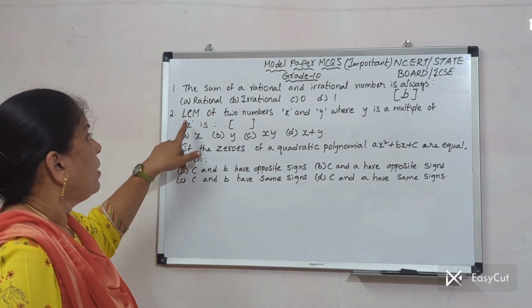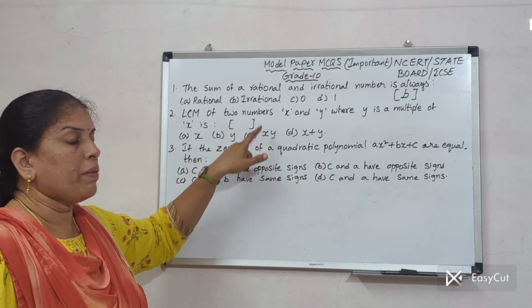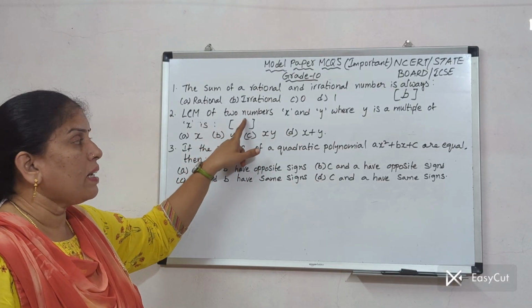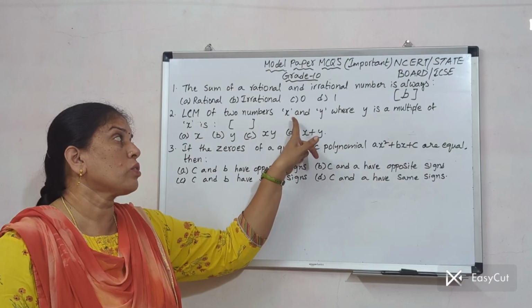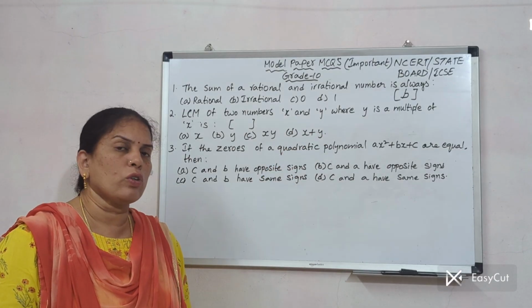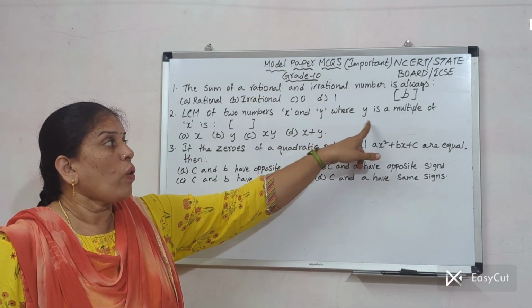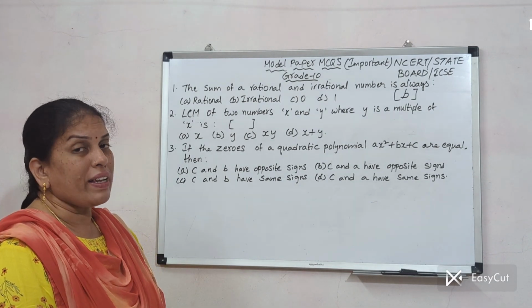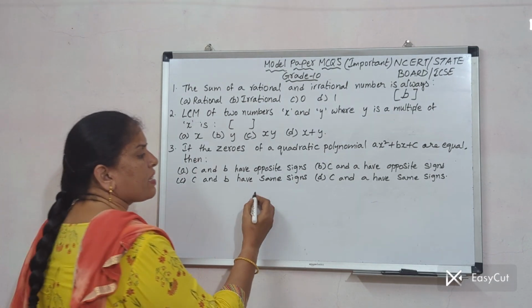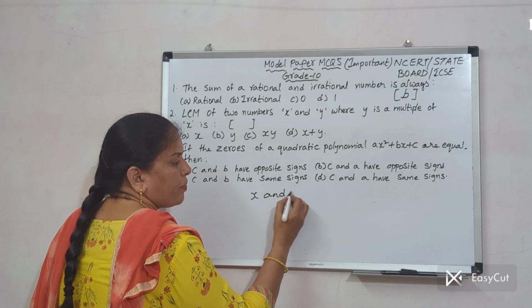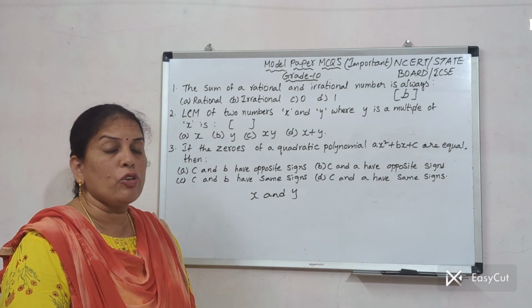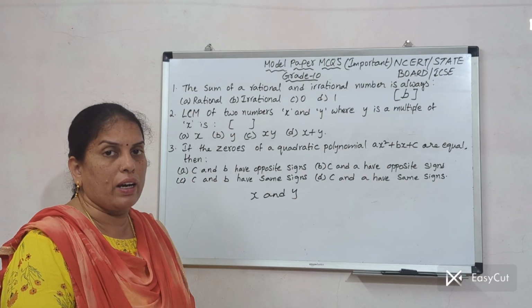Next question. LCM of two numbers x and y. They are asking you to find out the LCM of two numbers. What are those two numbers? X and y are those two numbers, where y is a multiple of x. They have given x and y. What are they telling? Y is a multiple. You must know what a multiple is here.